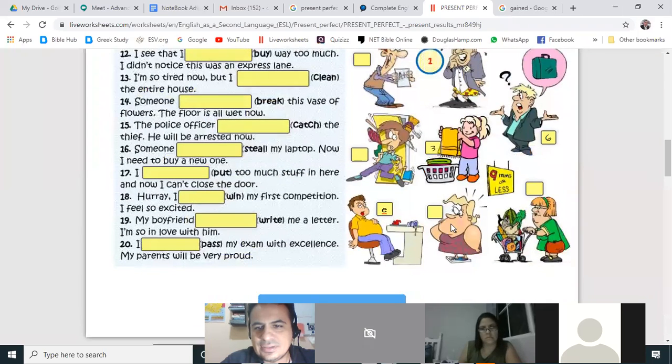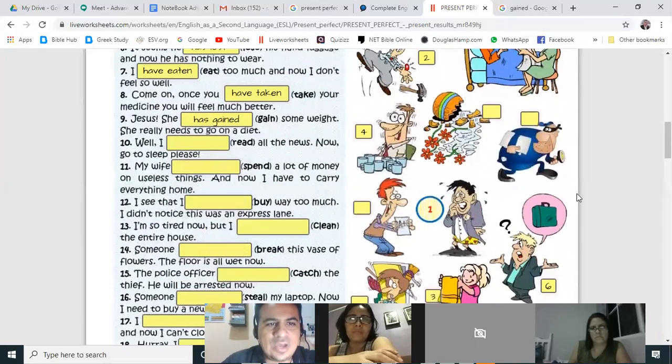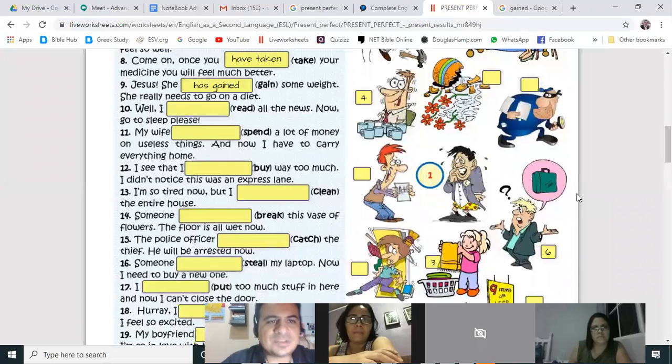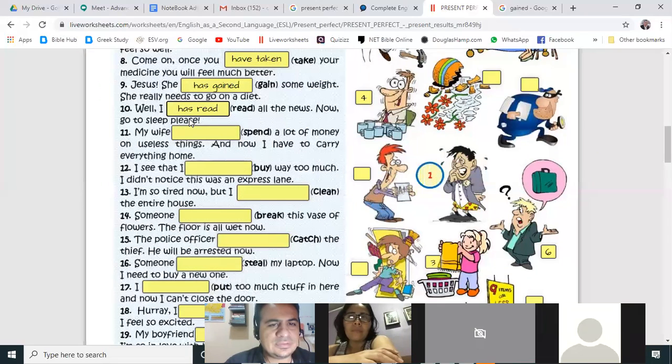Let's see. This one, right? I think it's this one, number 9. Okay, number 10. Sara, number 10. Well, I has read all the news. Now to go sleep, please. Is this correct? Has or have? Have. Has is only with he, she, or it. ¿Cuál es el sujeto aquí? I. So we use have.